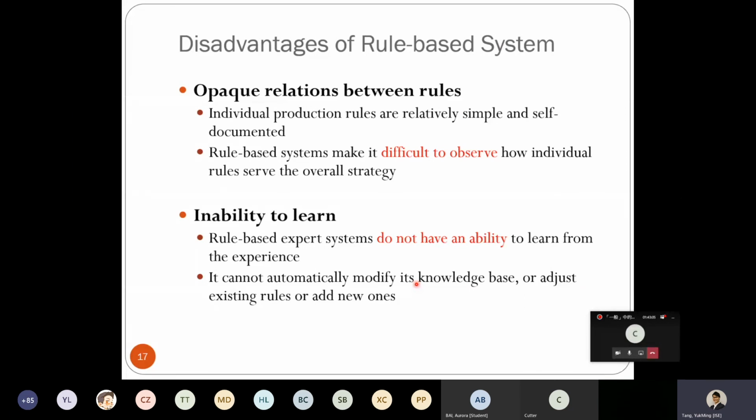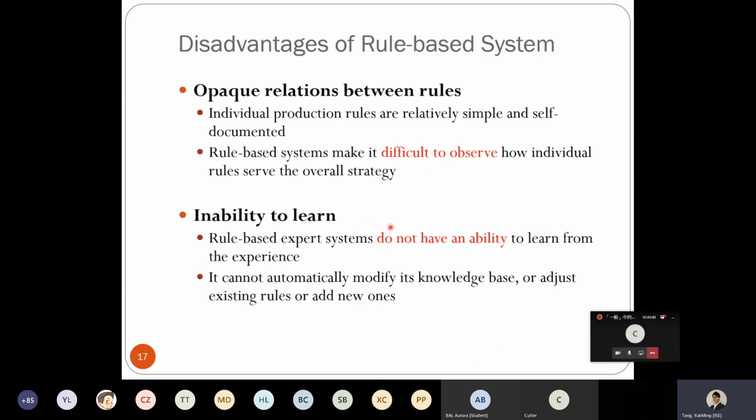But there are some disadvantages of the rule-based system. For example, the opaque relationship between rules is that it may be difficult to observe how the individual rules serve the overall strategy. Because each rule is quite independent of the others, it's very complicated to see how we can come up with the overall strategy. This is one of the disadvantages.